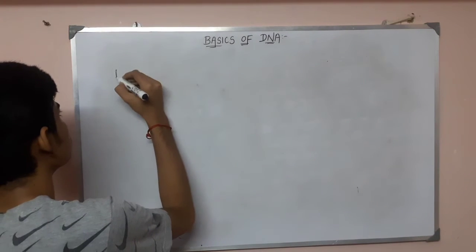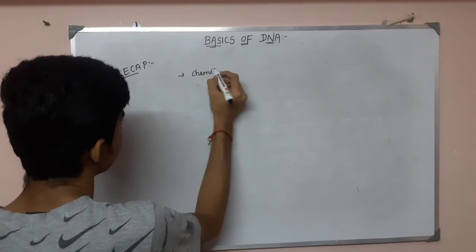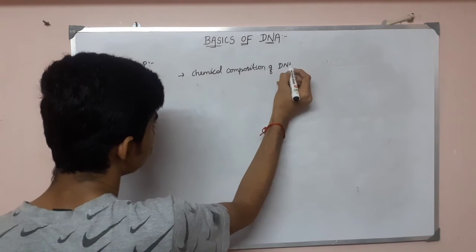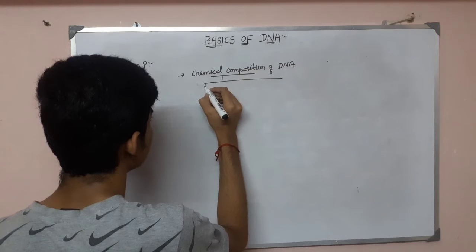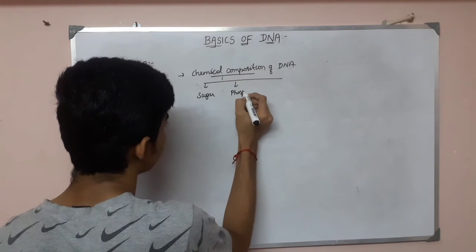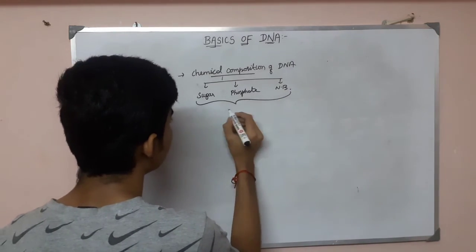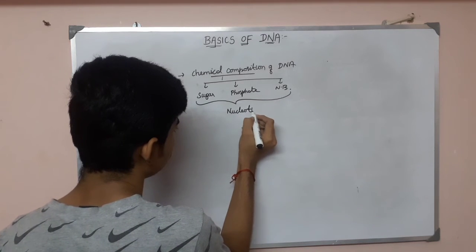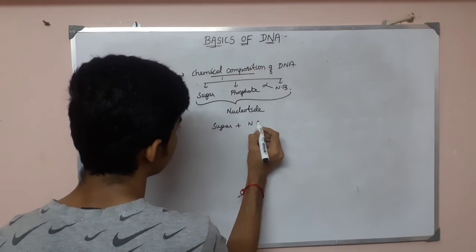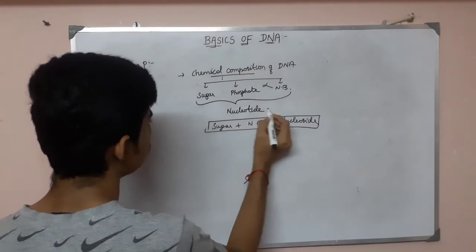Let us recap that session. First, we have seen the chemical composition of DNA, which is divided into sugar, phosphate and nitrogen bases. These we combine to call a nucleotide. Without the phosphate group, the sugar plus nitrogen base is called a nucleoside.